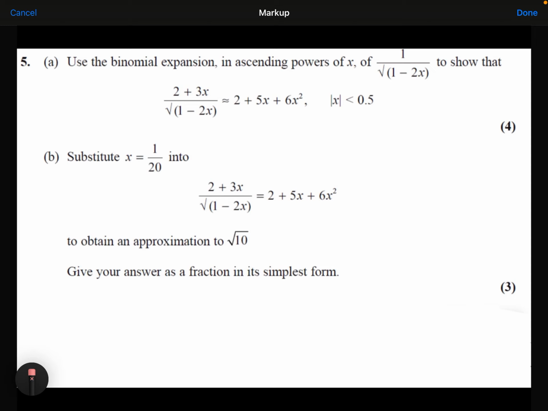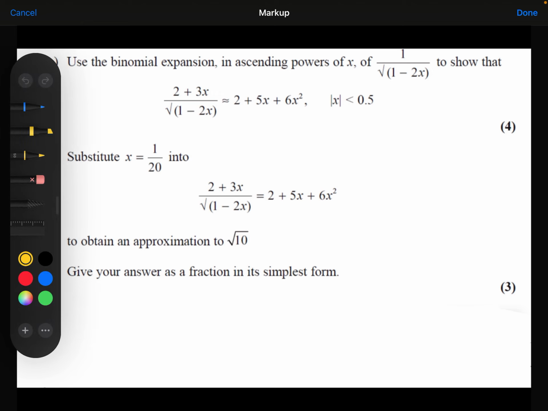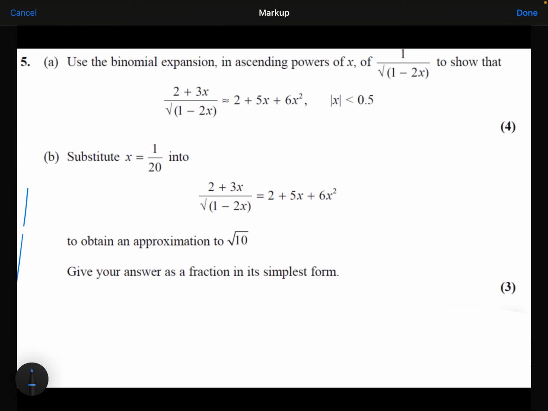Part A. Use the binomial expansion in ascending powers of x of 1 over the square root of 1 minus 2x to show that (2 plus 3x) over the square root of 1 minus 2x is approximately equal to 2 plus 5x plus 6x squared, for the modulus of x less than 1 half. So we want to use the binomial expansion for this. So what is the binomial expansion of that, first of all, and then we'll think about how to use it.